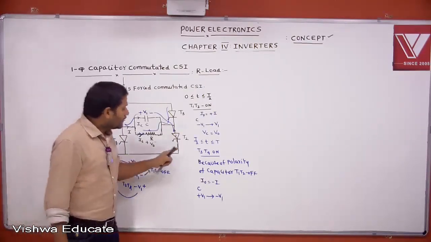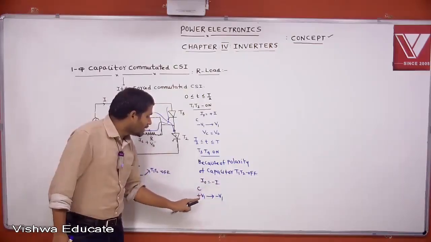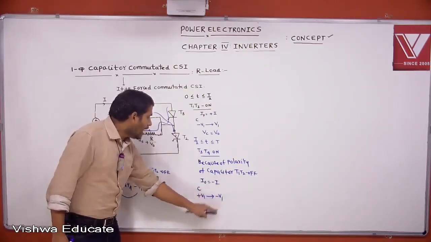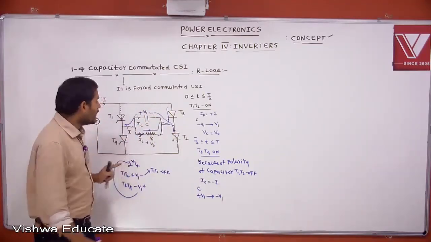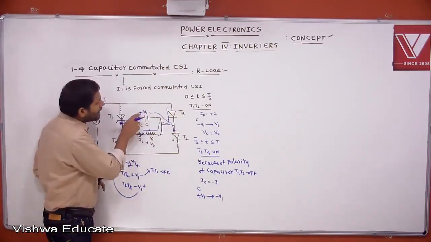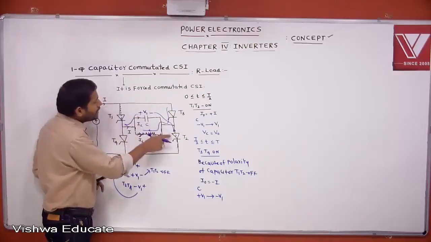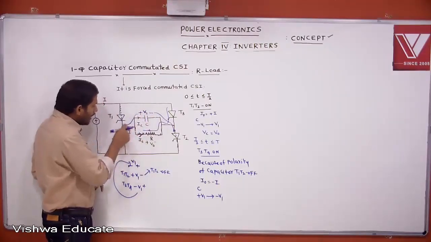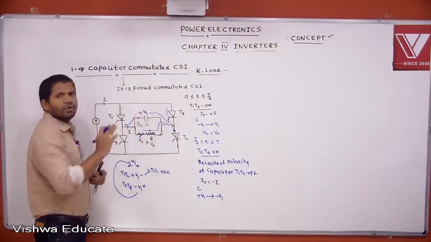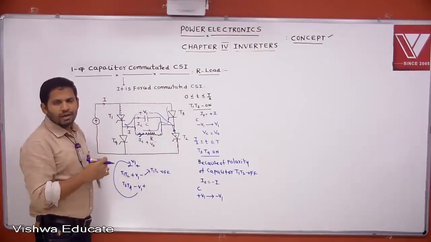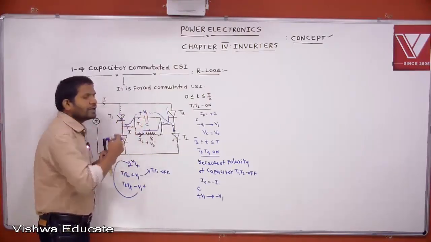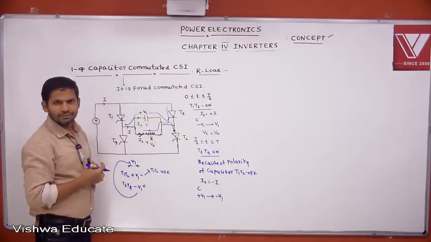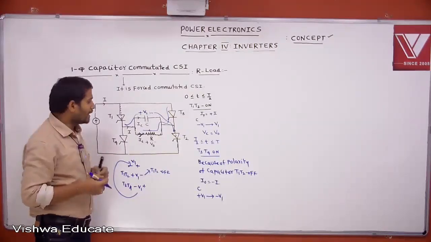Understood? This I naught equal to minus I. Then the capacitor is changing its polarity from plus V1 to minus V1. Again T1, T2 is triggered, then T3, T4 will be turned off. Now this capacitor polarity becomes minus plus. If T1, T2 is triggered, plus is connected here, minus is connected here, then T3, T4 will be turned off. Like this the circuit operates. That's why by using this capacitor, we are commutating the thyristors.